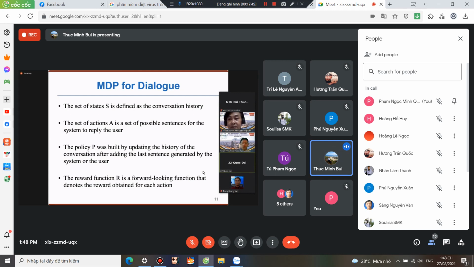The third factor, the policy, is built by updating the history of the conversation after adding the last sentence, which was generated by the system or the user. And we build the policy with a long short-term memory decoder. The final factor, the reward function, is a forward-looking function that gives the reward obtained for the action.